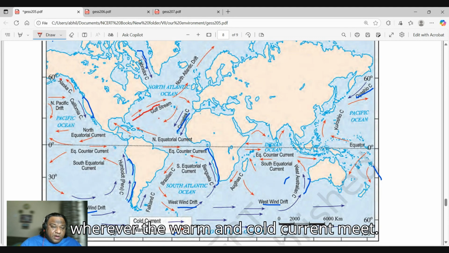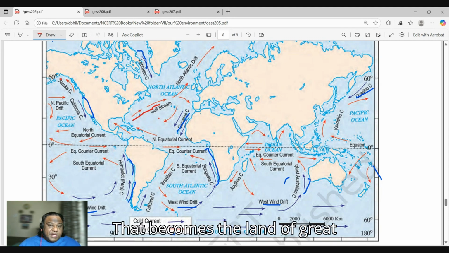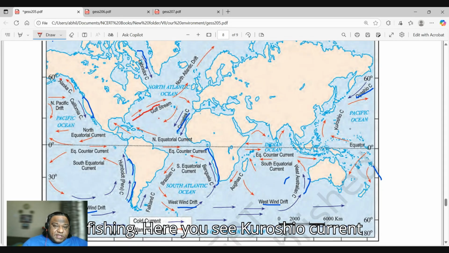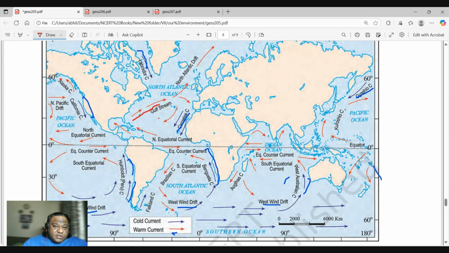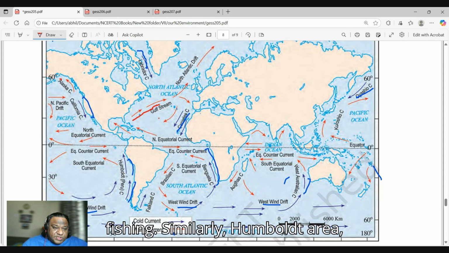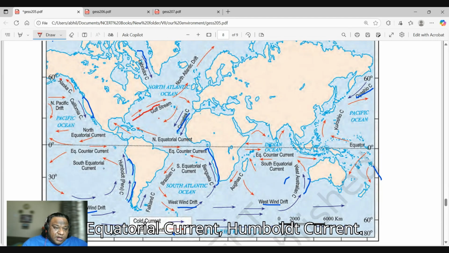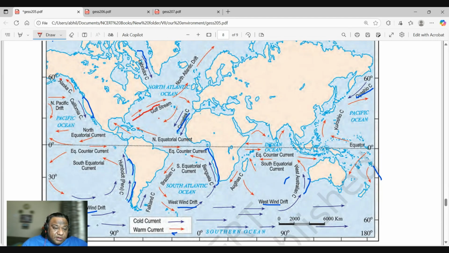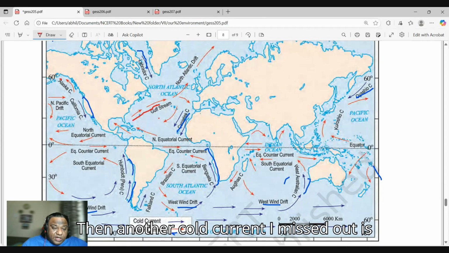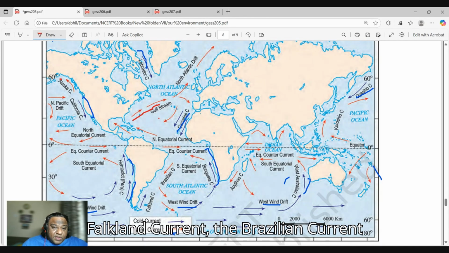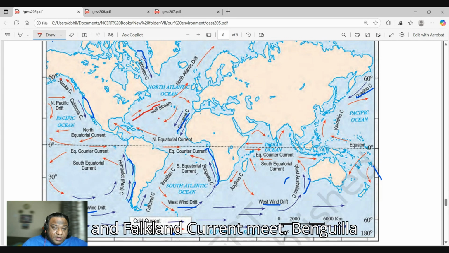Wherever the warm and cold currents meet, that becomes a land of great fishing. Here you see the Kuroshio current and Oyashio meet in Japan. So this becomes a fantastic area for fishing. Similarly, the Humboldt area, equatorial counter current or south equatorial current, Humboldt current. Then another cold current I missed out was the Falkland current. The Brazilian current and Falkland current meet. Benguela and equatorial current meet.